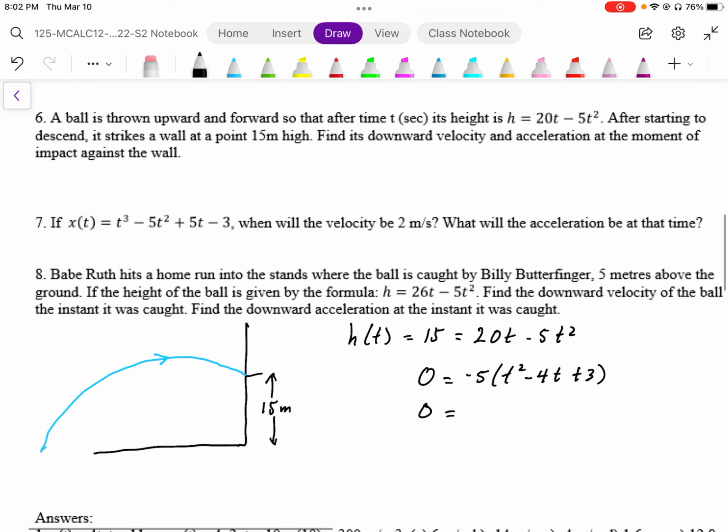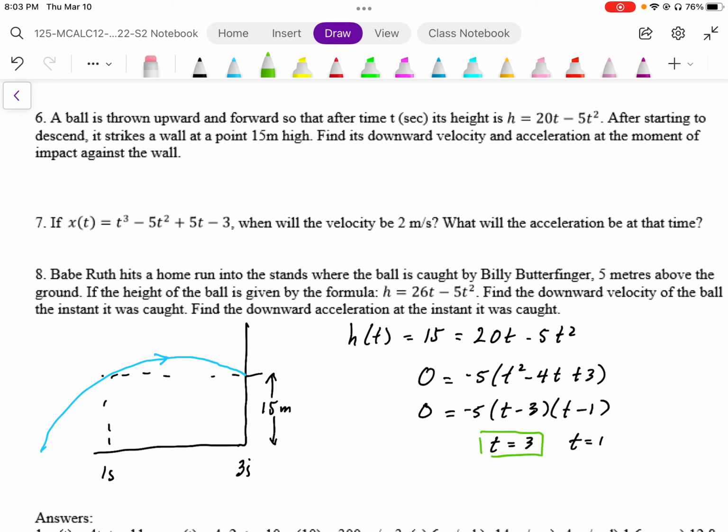To solve this equation then, we just factor this, t minus 3, t minus 1. So that time equals 3 seconds, and that's going to be 3 seconds here. And time equals 1 second, so there's an equivalent point somewhere over here at 1 second where the ball is going to be on its way up. So the time at which it hits the wall is going to be 3 seconds. So I'm going to just make sure I highlight that. And then we want to know the velocity and acceleration at that time.